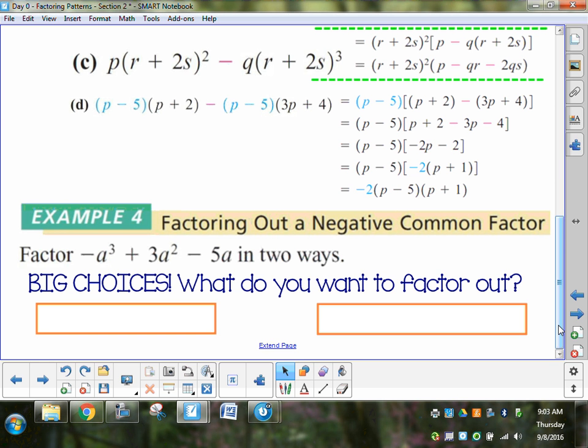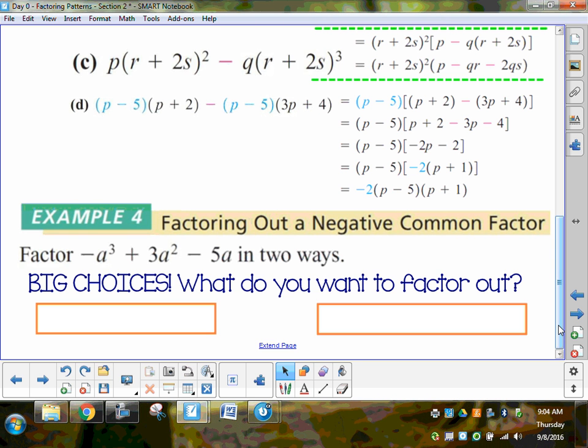See if we can get 8 people that can tell me what one GCF that you could choose in example 4 would be. We got none so far. We got 1, 2. If you got 1, you're good. We got 1, 2, 3 of you now that can tell me what a GCF in example 4 is.